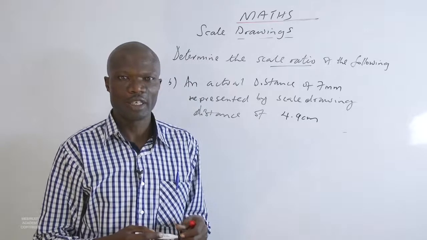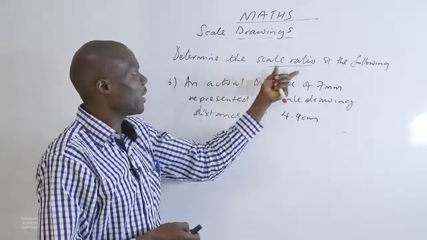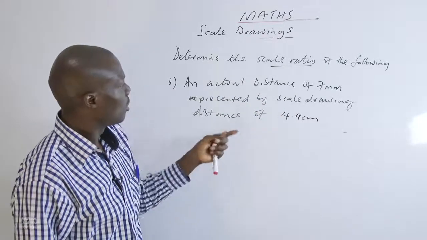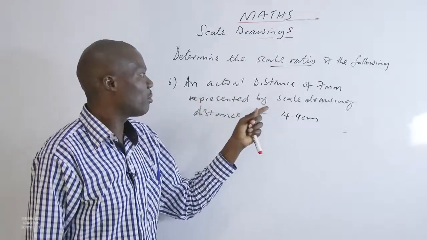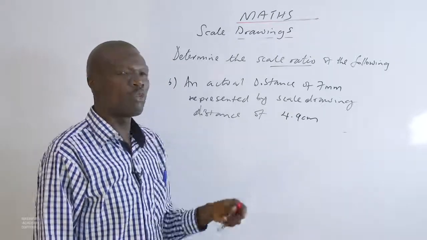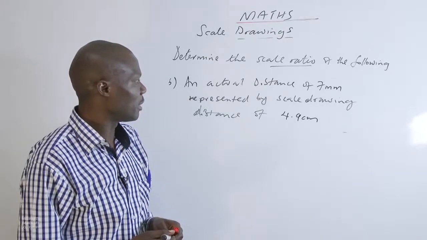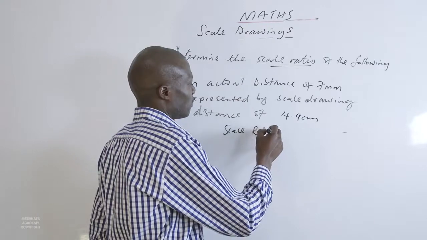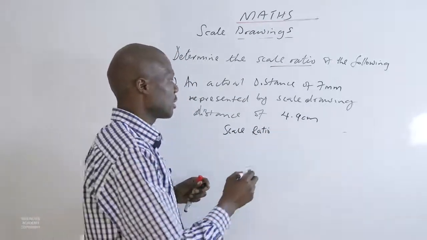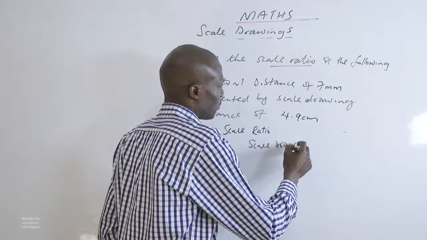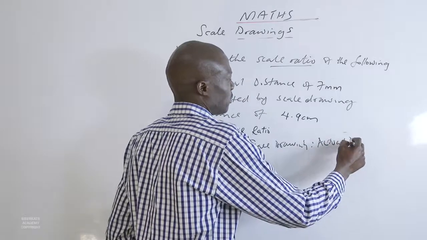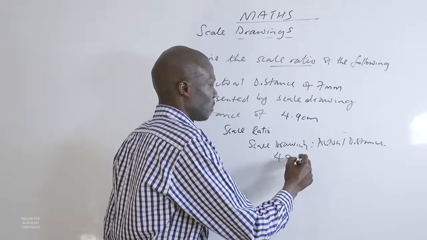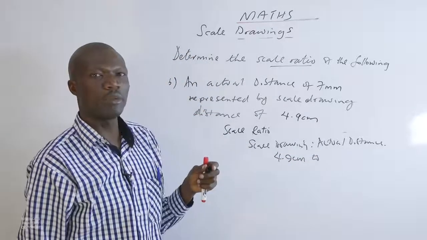So we are looking at how to determine the scale ratio of an actual distance of 7 millimeters represented by a scale drawing distance of 4.9. Take note that our ratio is given by scale drawing distance to actual distance. Scale drawing distance in this case is 4.9 centimeters to actual distance, which is 7 millimeters.